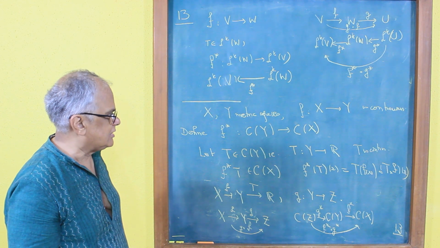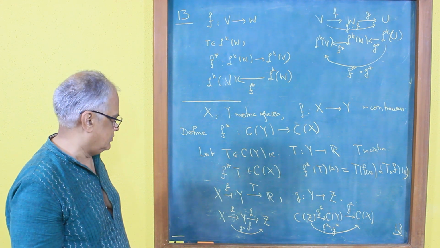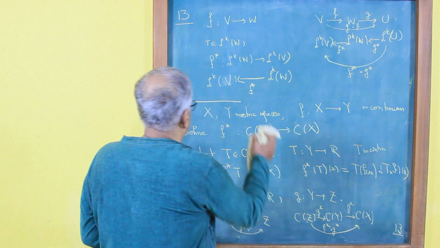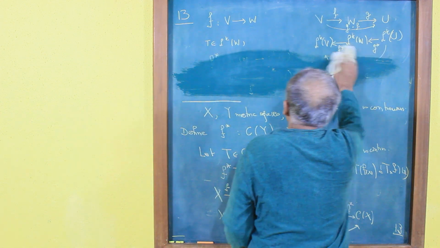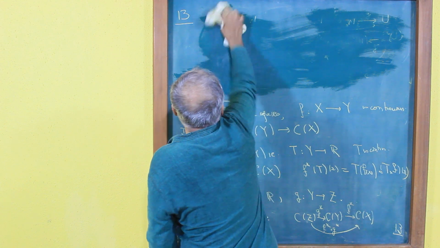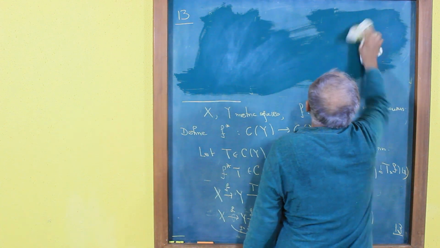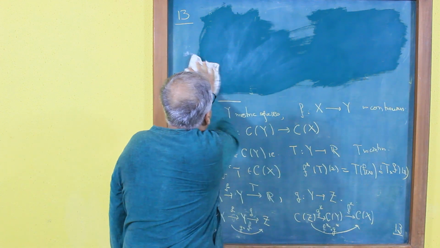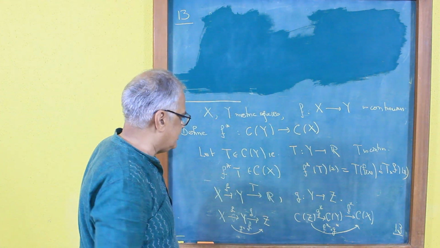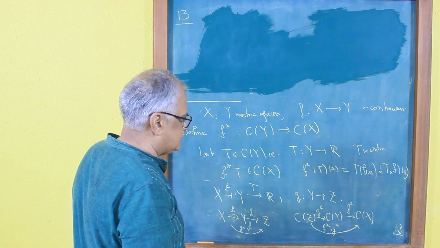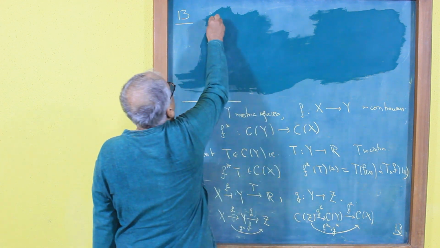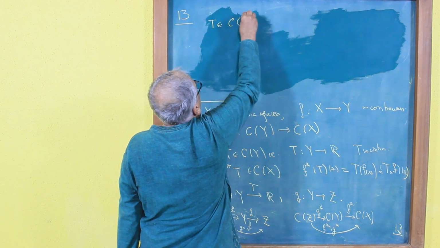And what does this F star composed with G star do? It just says you take T of G composed with F at X. So I just want to write this down once. So what is it that we are doing? F star composed with G star at T. Where is T? Now T is in C of Z.